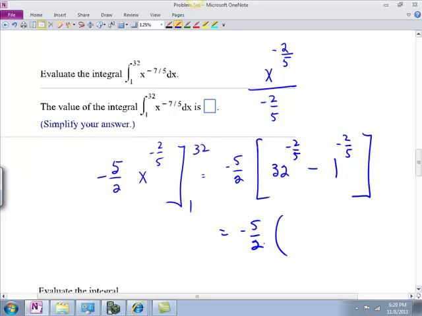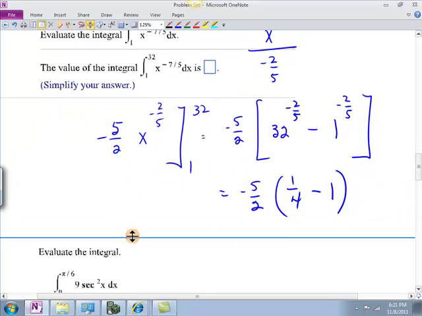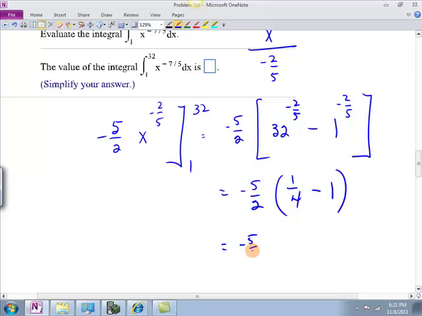What do you get for 32 to the negative 2/5? What's that fraction? It's 1 over 4. And you could do that in your head. You say, what's the 5th root of 32? That's 2. 2 squared is 4. But because it's a negative fraction, it's 1 over that. So it's 1/4 minus 1, negative 3/4.